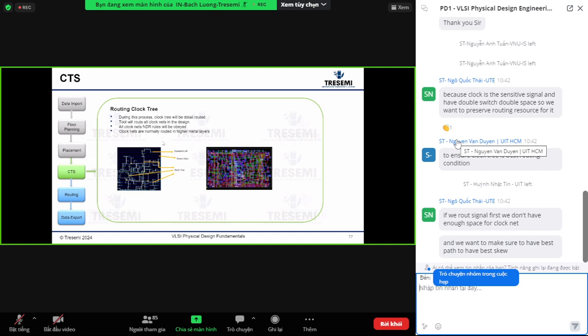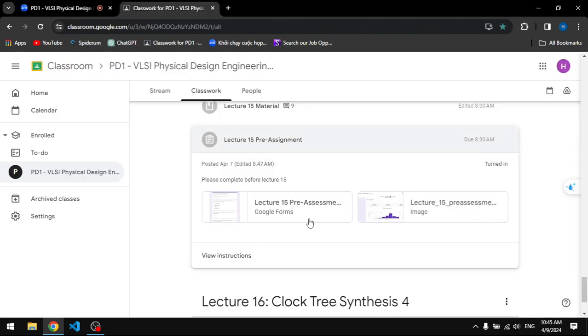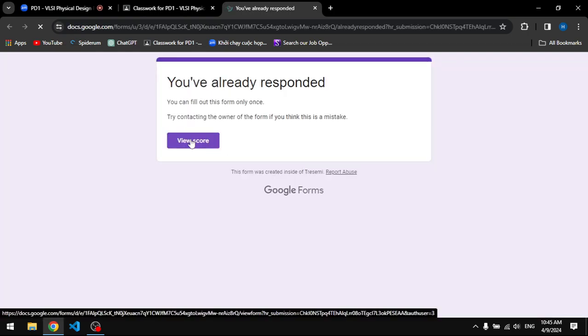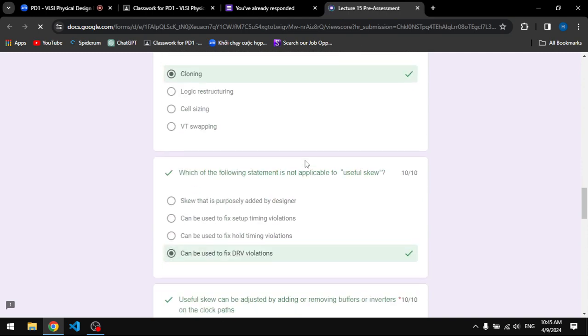Okay, good. All right, next question I have is why do we want to route on the higher layers? Why not route on metal 1, metal 2? Why do we want higher layers, 3, 4, the middle layers? I'll give you a minute to think. Okay, anybody?